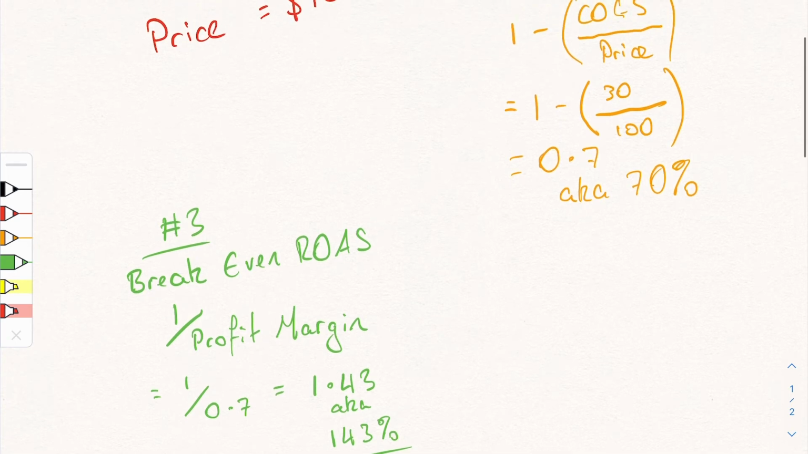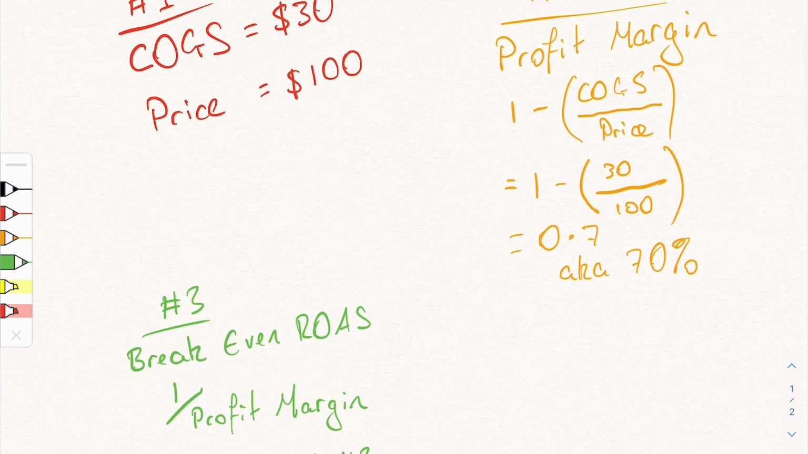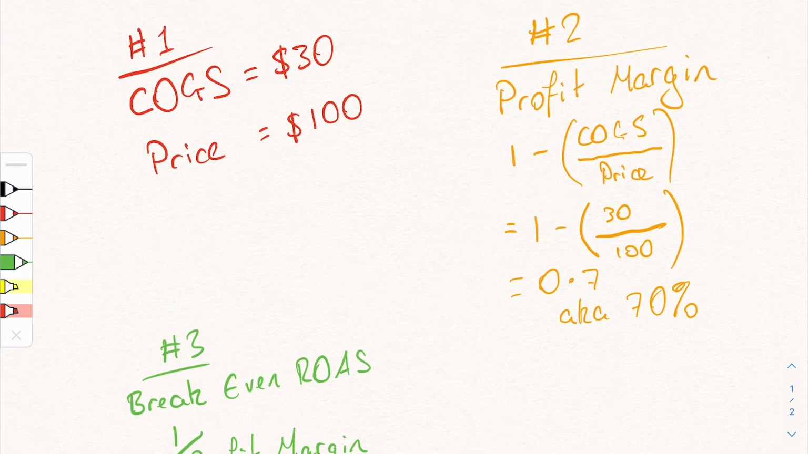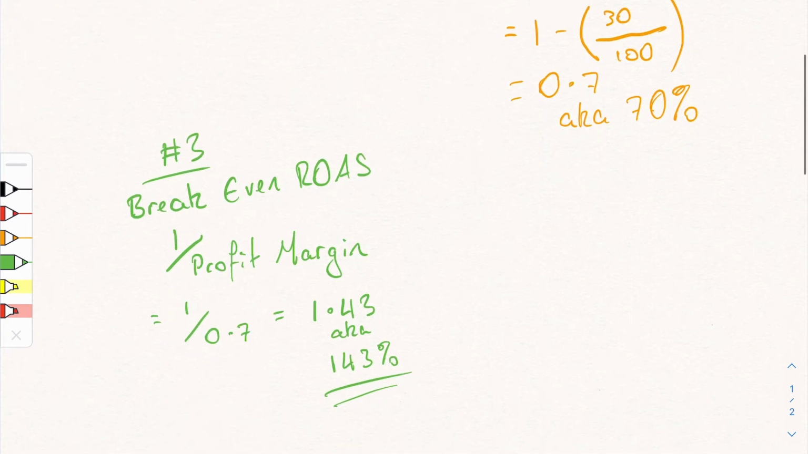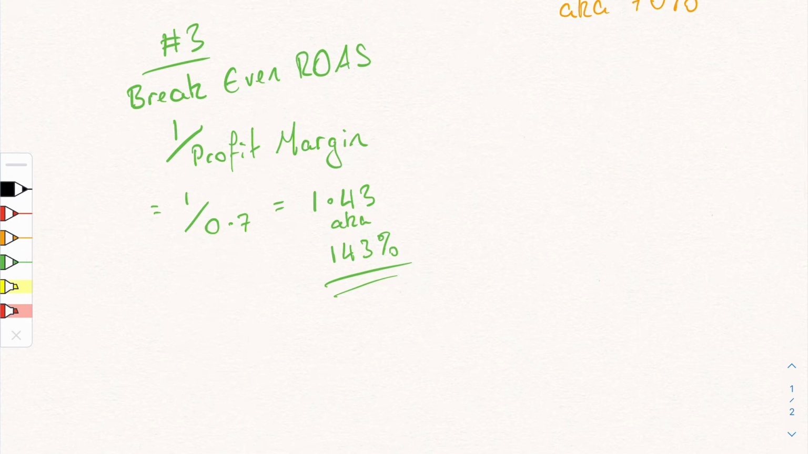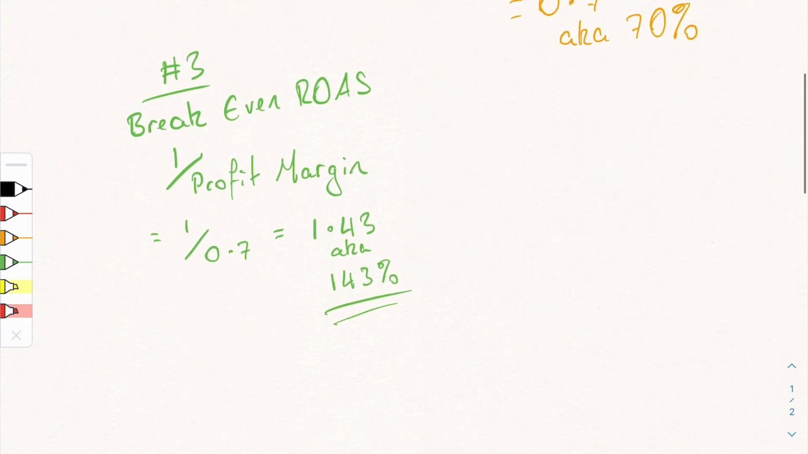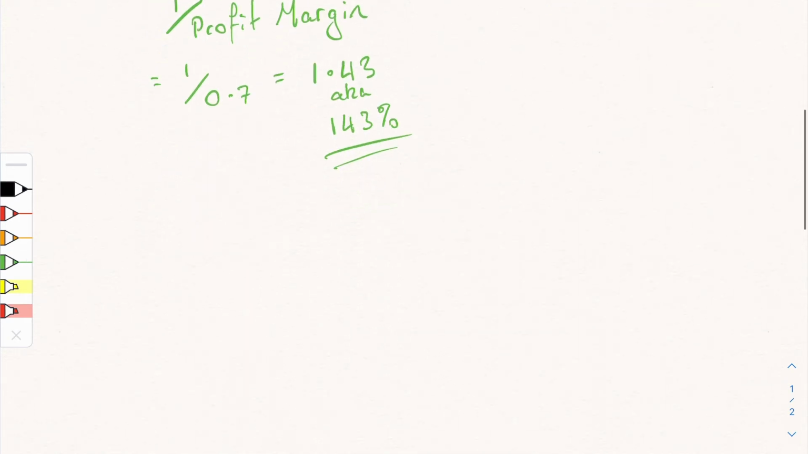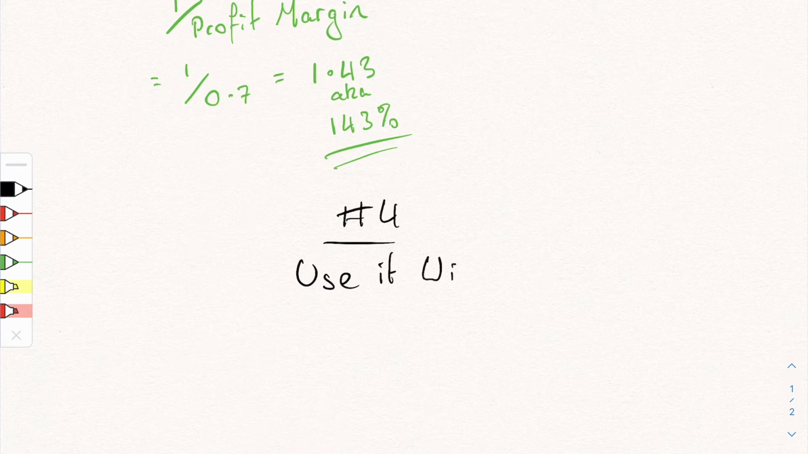So the calculation is very simple. You just get your profit margin first, which, if you don't know it off the top of your head, you can figure it out from your COGS and your price. And then you do 1 divided by that profit margin. Really simple, right? And now that you have this number in mind, step number 4 is use it wisely. Okay, so what I mean by this is filter through your campaigns and your products in your paid ads account.